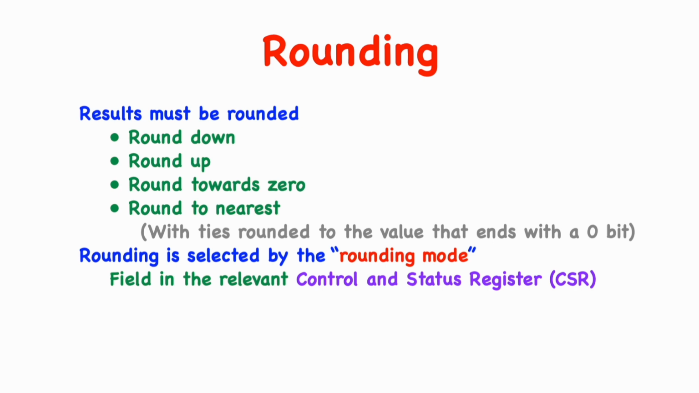Given that with floating point numbers we can only represent a finite subset of the infinite set of rational numbers, it's going to be the case that sometimes our operation will yield a result that is not exactly representable with a floating point value. So we're going to have to perform some sort of rounding operation.